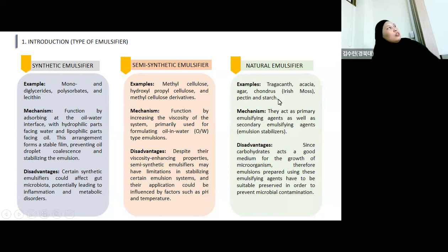And then the third one is natural emulsifier. Examples here are normally polysaccharides from plant sources, such as tragacanth, acacia, agar or chondrus, pectin, and starch. The mechanism is similar to the other two, but the disadvantage here is that most natural emulsifiers are derived from carbohydrate sources, so they are a good medium for the growth of microorganisms. Therefore, we have to add some preservative for the natural emulsifier to have a longer shelf life.